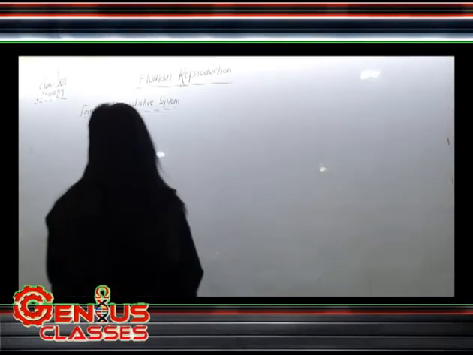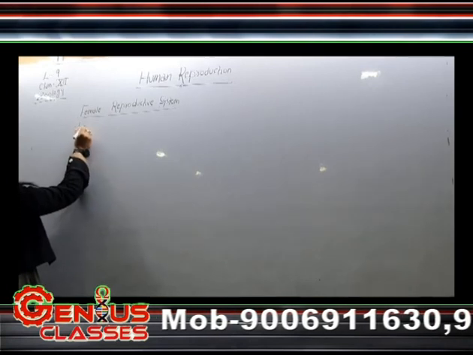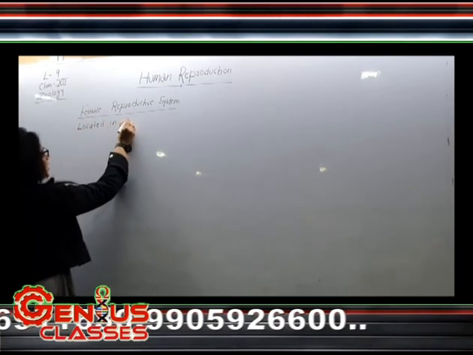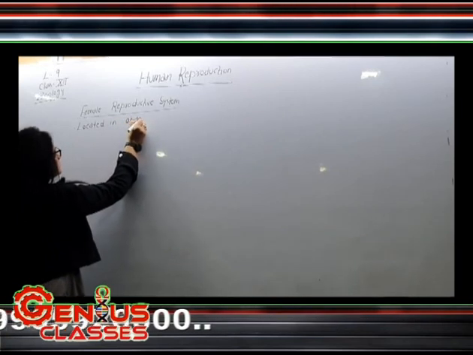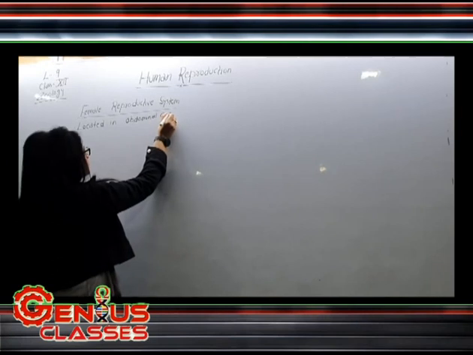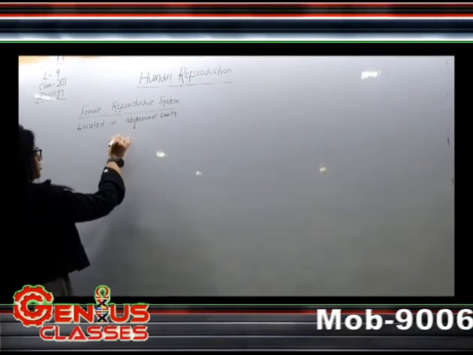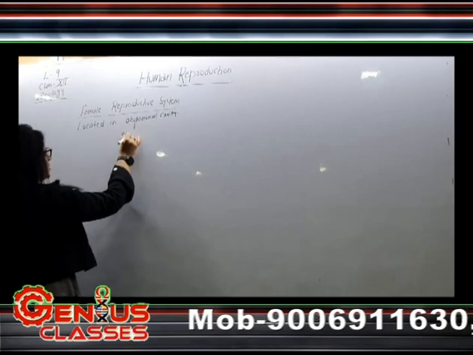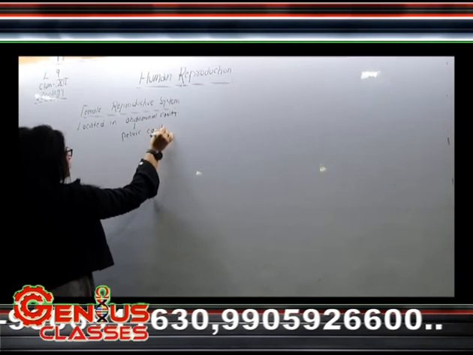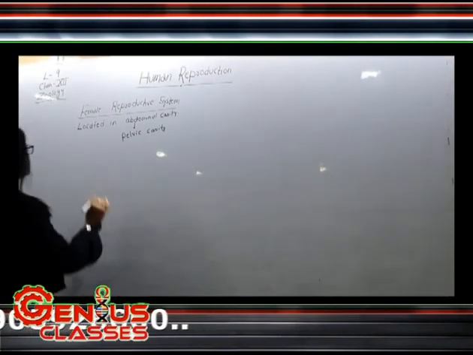Female reproductive system, they are located in the abdominal cavity. Rather, it is called a cavity. This is the lower abdominal region where the female reproductive system is located.